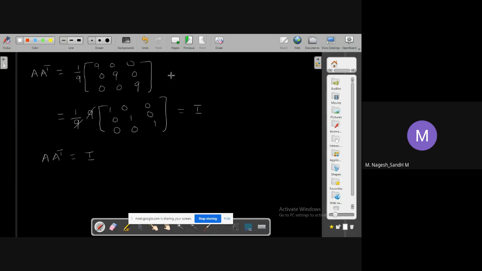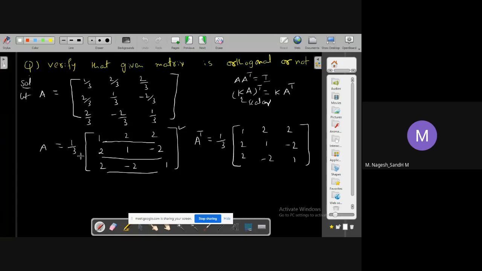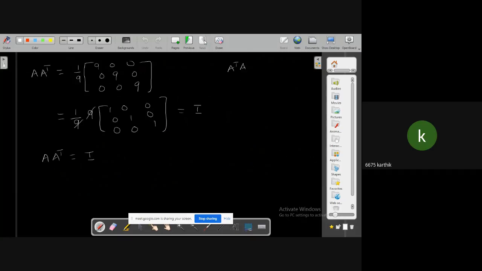So now next we have to do A transpose into A also. But what I'll do means, most of the problems, look here carefully. Can you observe what is A matrix? 1 by 3, 1 2 2, 2 1 minus 2, 1 minus 2, 2 minus 2 1. A transpose is also the same. Can you observe A transpose? Is there any difference between them? No, sir. Both are same. So sir, when both are same, no need of doing A transpose A.